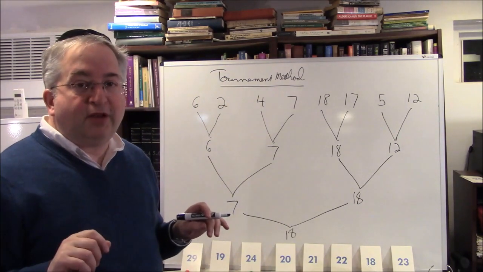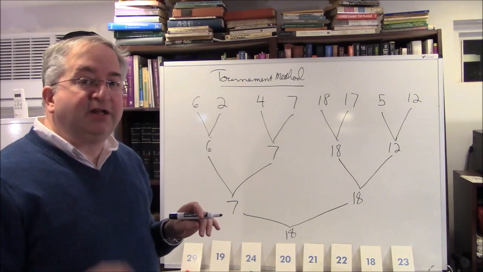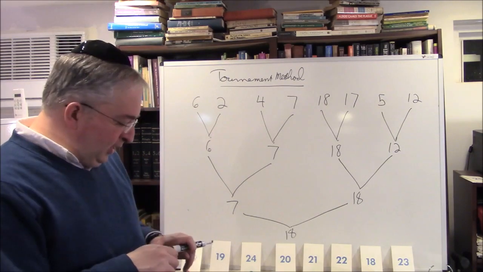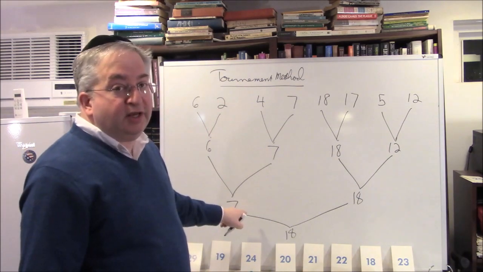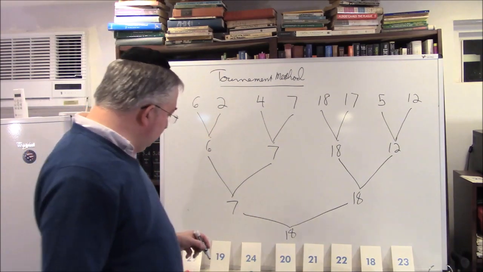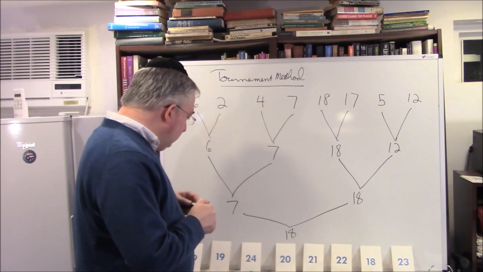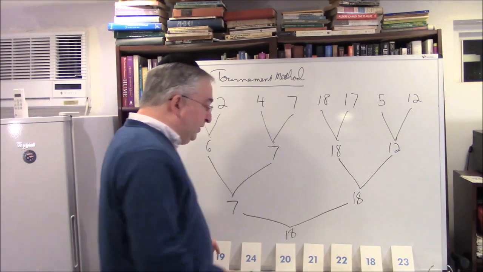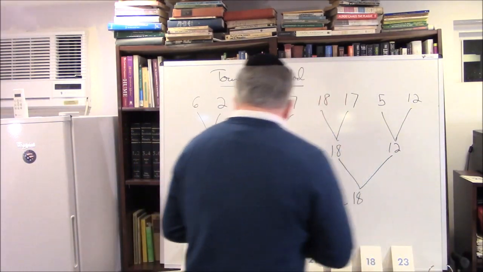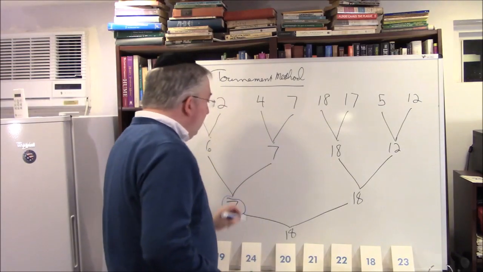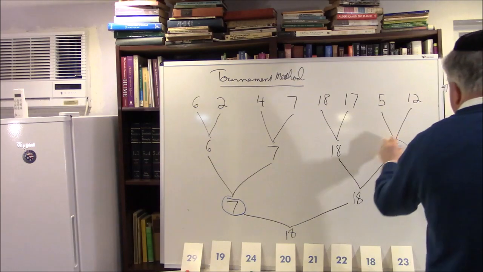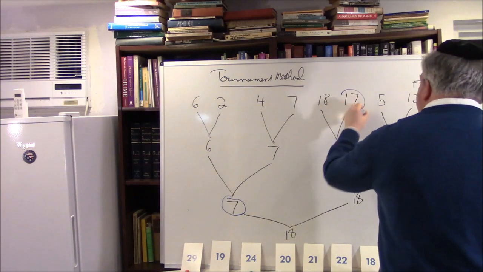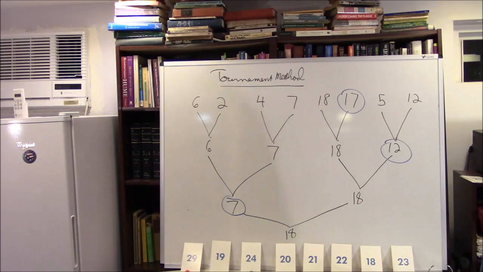But now we have the following question. How do you find the second largest? Who is the second largest? Is 7 the second largest? No, he's not. He's a potential second largest, but he's not the largest. How about 12? Could be. How about 17? There's the second largest.